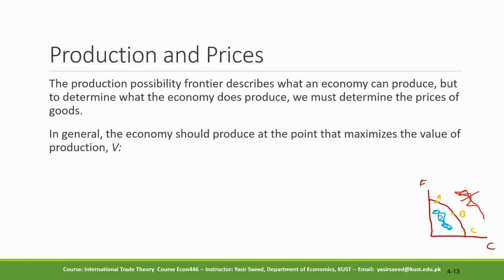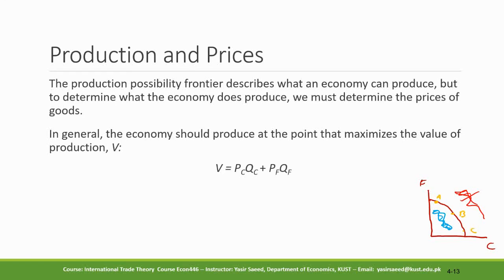If the value of production is maximum at point A, we will produce at point A. If it is maximum at point C, we will produce at point C. Otherwise, if it is maximum at B, we can produce at point B. How do we know the value of production?